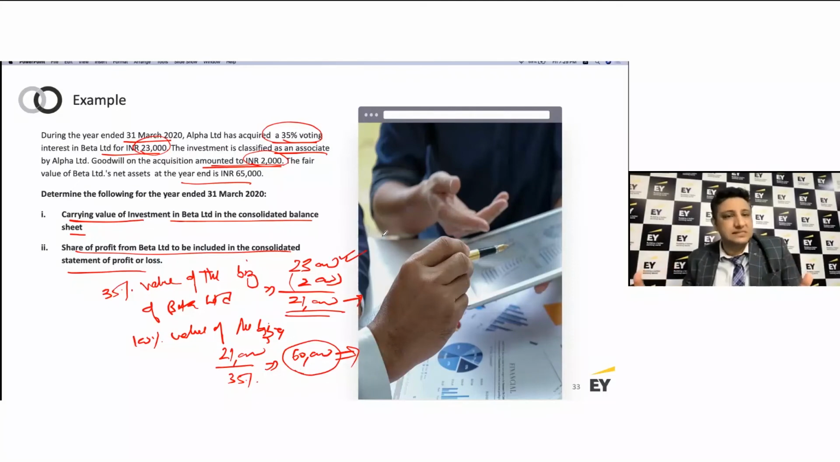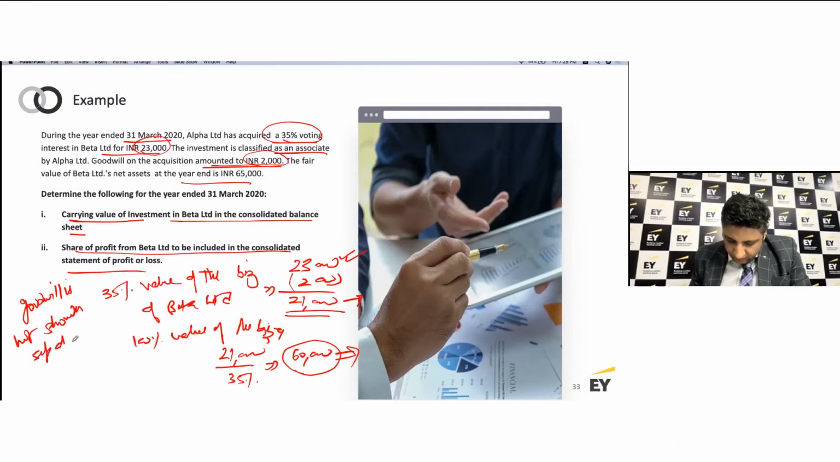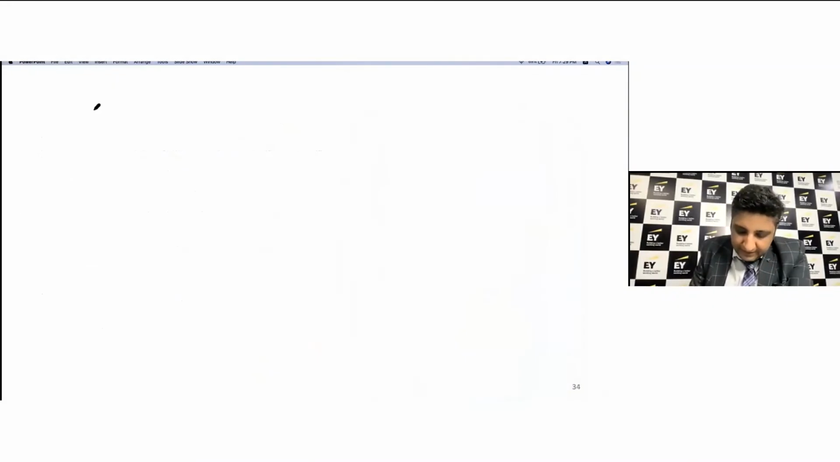Now, as we discussed, that goodwill is not shown separately. The goodwill is not shown separately. So you would say that your investment in that entity is 23,000 on the date of acquisition. Okay, right? And it is also provided that the fair value of Beta's net assets at the end of the year is 65,000. Okay, so what do you want to remember now, right?